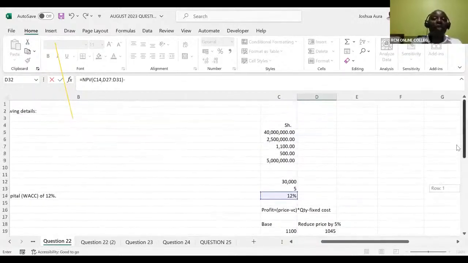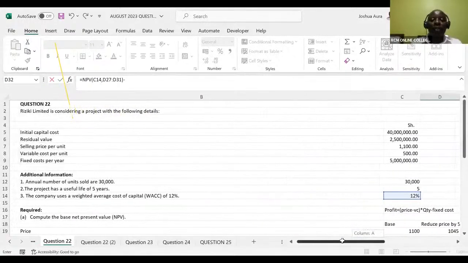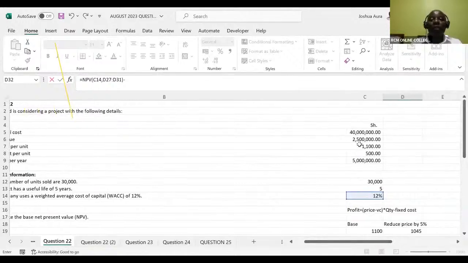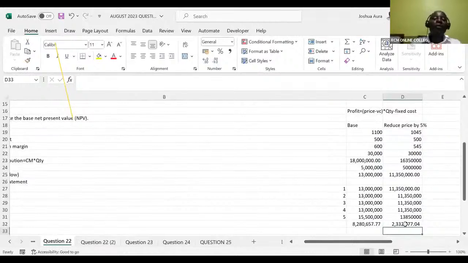And the initial cost has been given. The initial cost, if I remember very well, was this 40 million, like that. So you are able to get your net present value if we reduce the price by 5%.